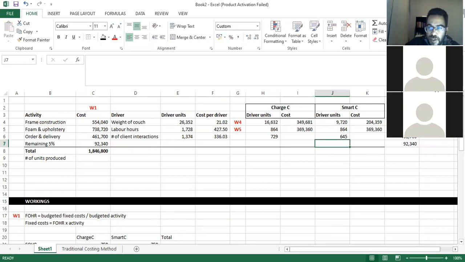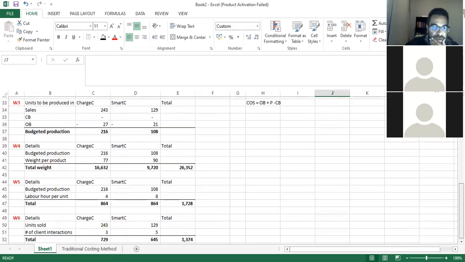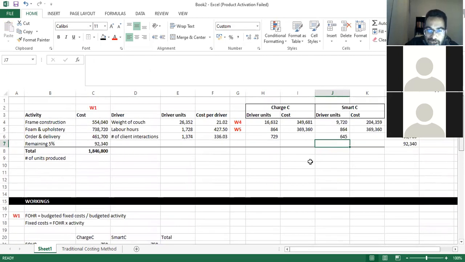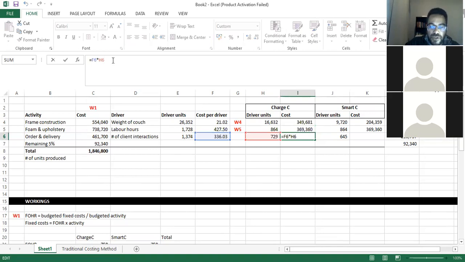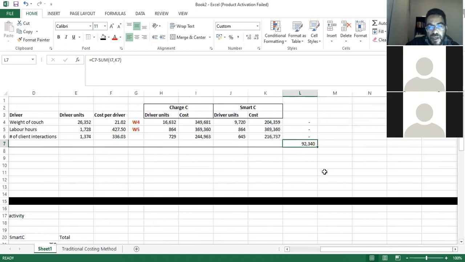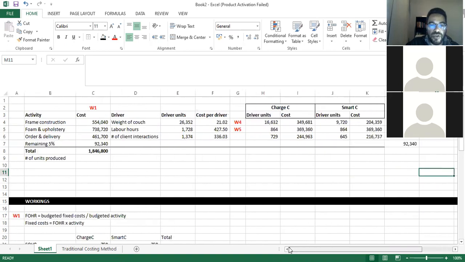So let me make sure I got that right. 729, 645, happy. Okay, so then I can just drag this down, which is going to multiply. If I just show you, so let's say cost per driver times units driver, same thing over there. Okay, so we just do that, drag it down. Okay, so that would be 92, 3, 4. Okay, so there. Now we might just do the last one.